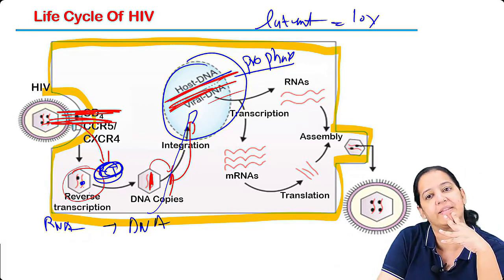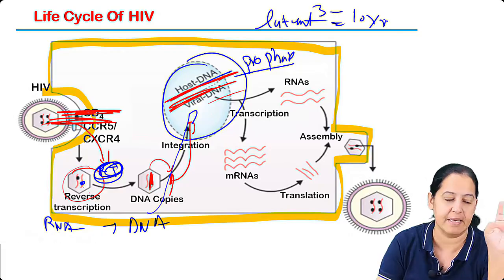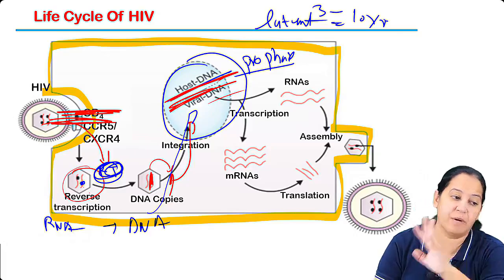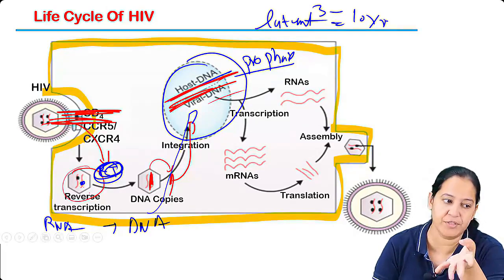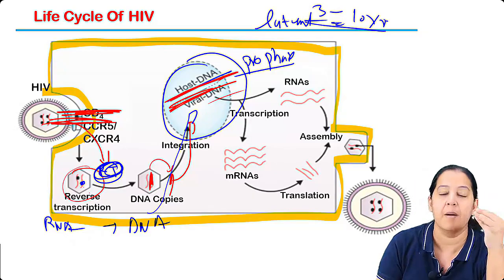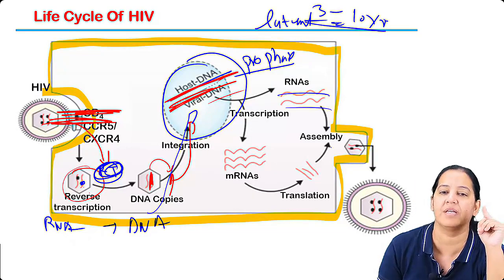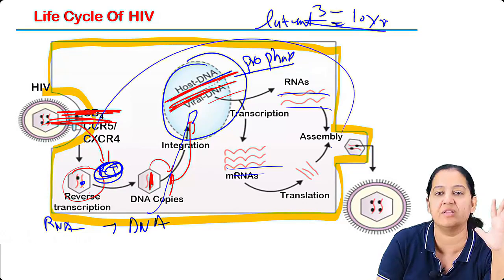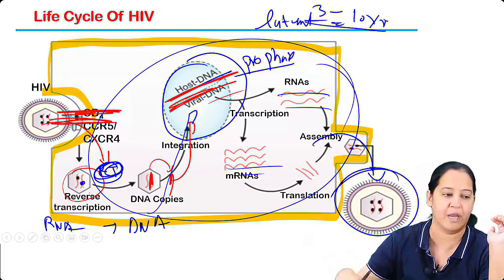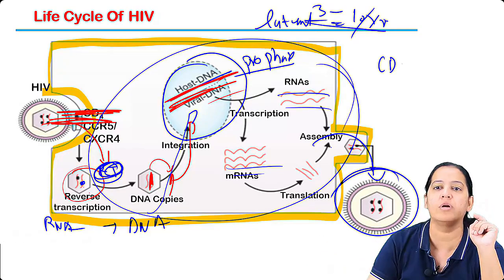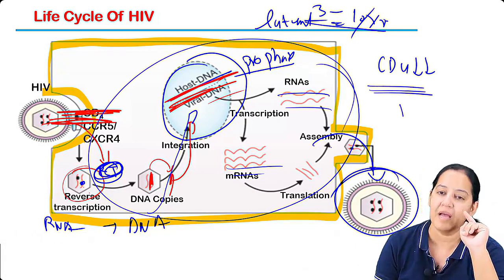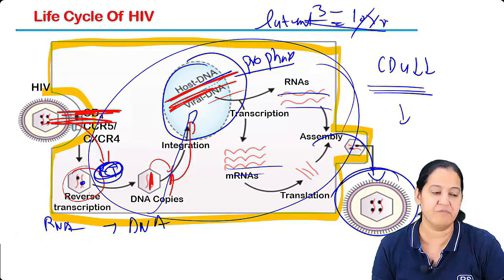Nearly 10 years it will be like this only. 3 to 10 years it will be in latency, variable in the people. The patient is HIV positive, infected with HIV, but no AIDS. After 3 to 10 years, after multiple progenies are formed, it will replicate and rupture the CD4 T lymphocyte and a daughter virion comes out. So after 10 years, the CD4 count drops because it keeps on rupturing. The patient will have immunosuppression and will present with AIDS.